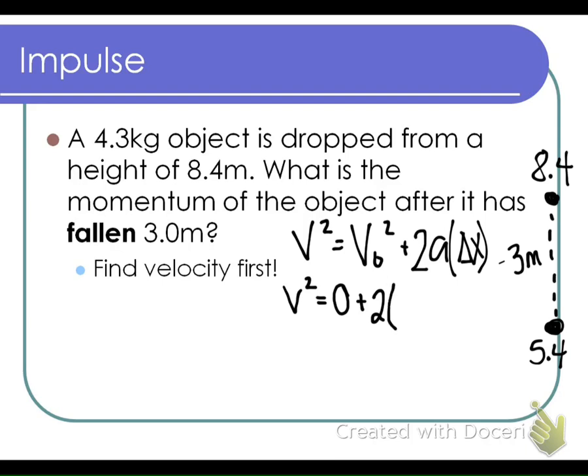What's our acceleration when we deal with falling objects? Gravity. Yeah, good. Negative 9.8. And then you can plug this in right here, this section of your t-chart, two different ways. You can plug it in as final minus initial, which is 5.4 minus 8.4. Or you could plug it in as just a negative 3 since it lands 3 meters below where we started. You can do it either way. Okay? So we'll go ahead and solve for our final velocity here.